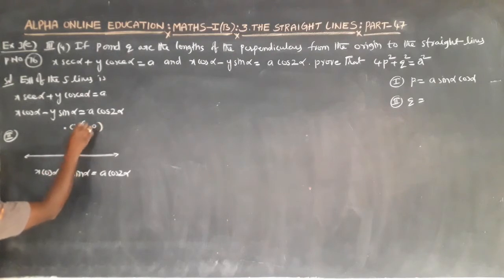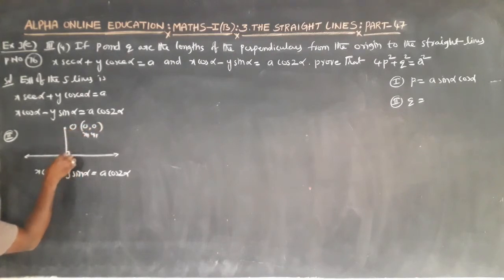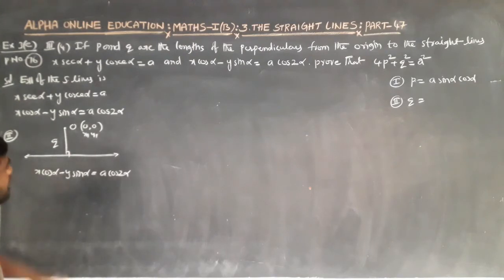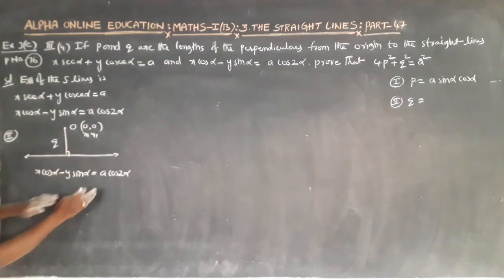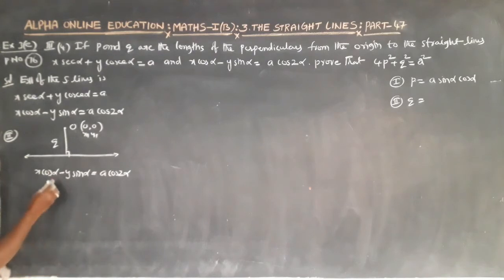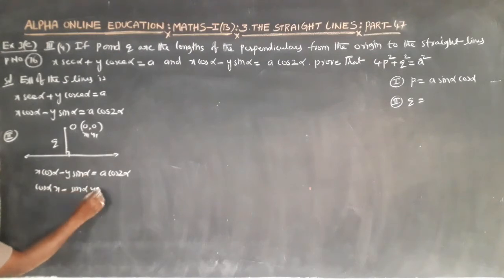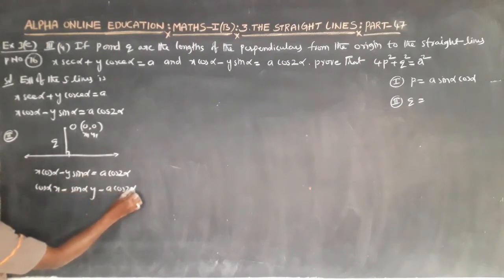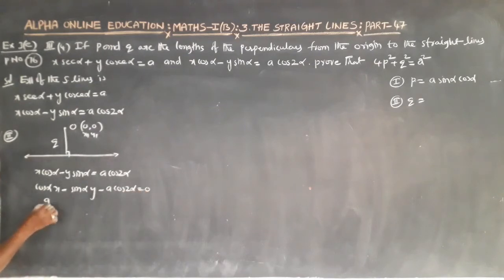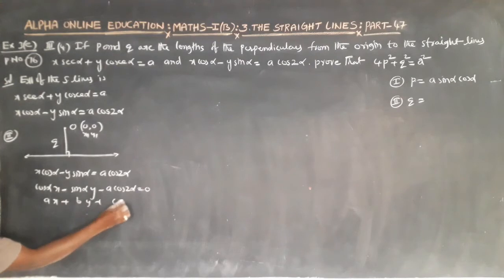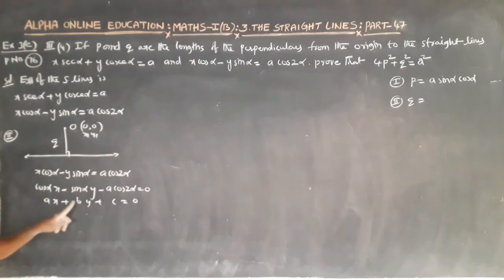This is the point origin (x1, y1). The perpendicular distance from origin to the line is q. First of all, write the equation of the line in order: cos alpha into x minus sin alpha into y minus a cos 2 alpha equal to 0. This is a line of the form ax plus by plus c equal to 0. Here a is equal to cos alpha, b is equal to minus sin alpha, c is equal to minus a cos 2 alpha.